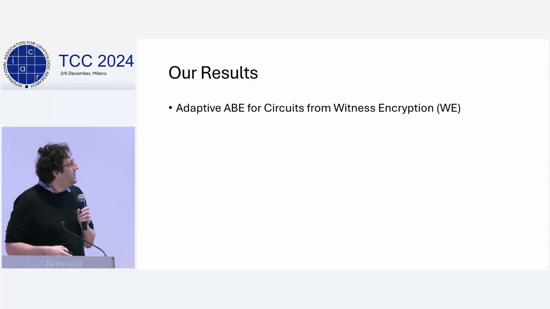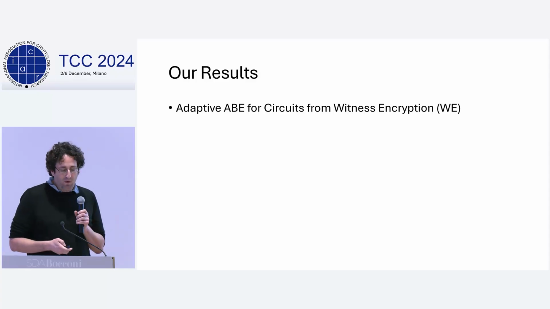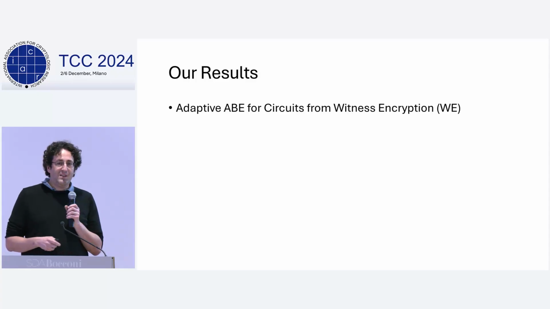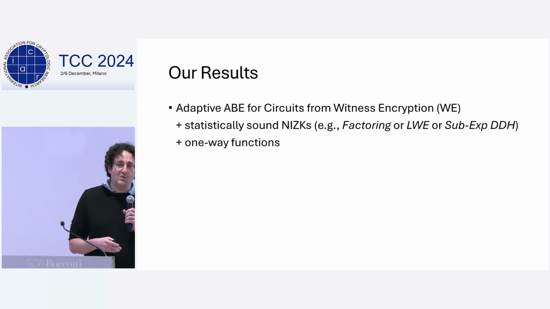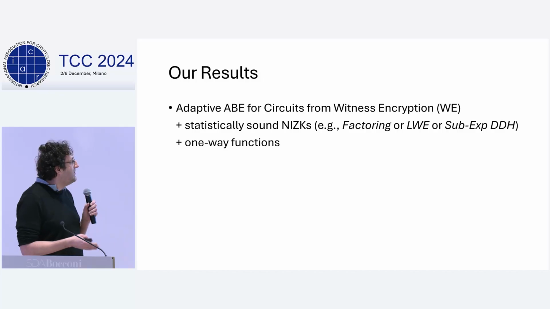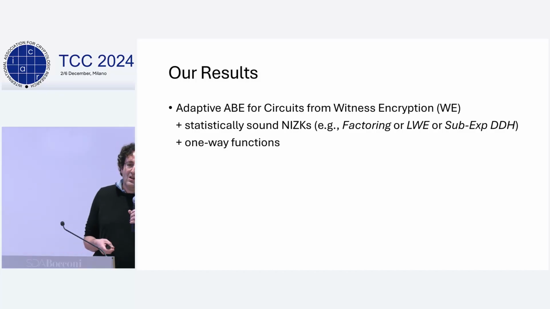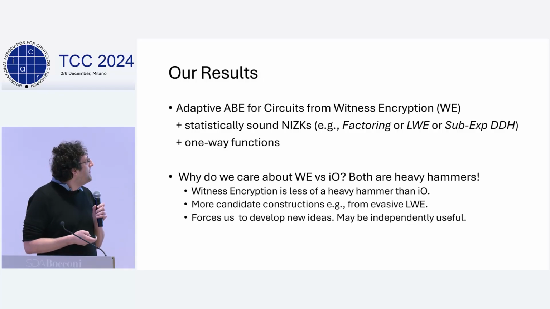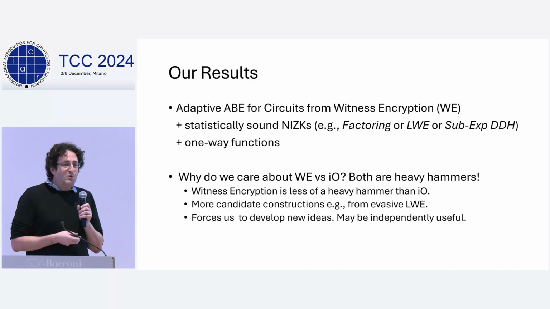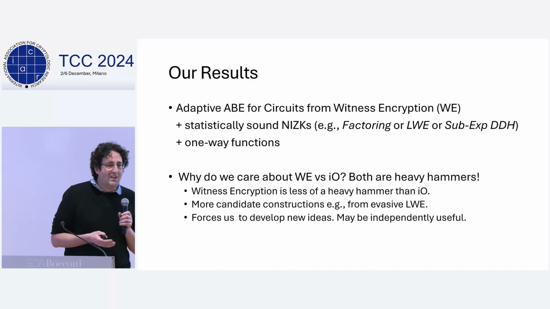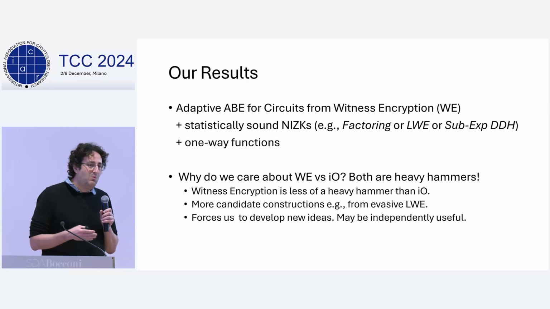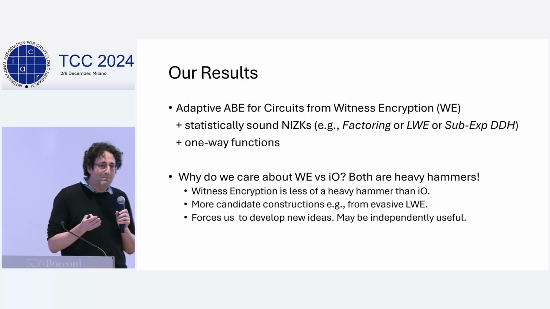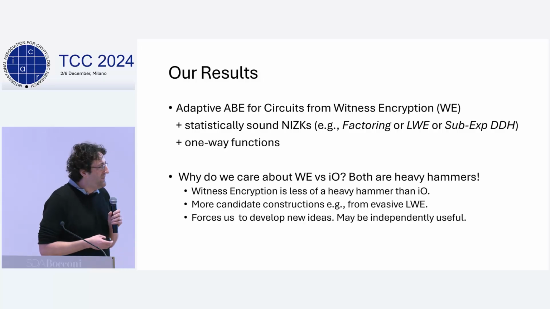Okay, so in particular, the result is adaptive ABE for circuits from witness encryption, plus additional assumptions that are fairly standard. So in particular, statistically sound NISCs, which we know how to get from most standard assumptions like factoring or LWE or sub-exponential DDH, plus one-way functions. So you might ask, why do we care about getting adaptive ABE from witness encryption? We already had it from IO. Both witness encryption and IO are kind of heavy hammers. Why do we care about one versus the other?